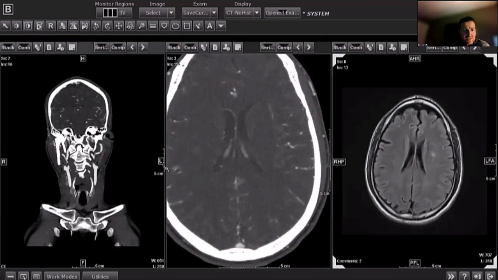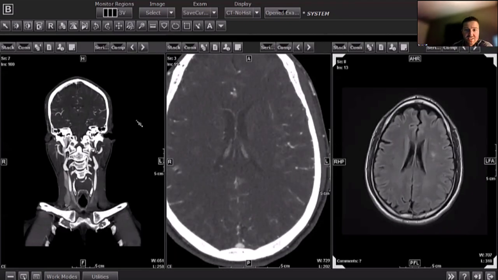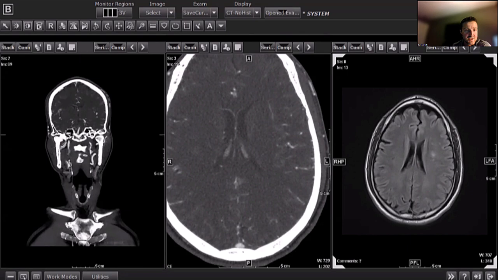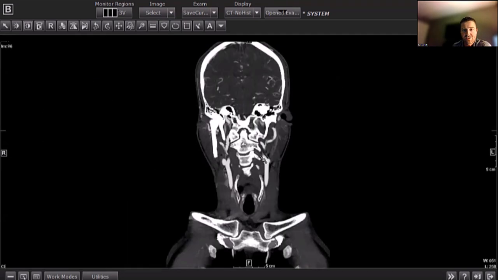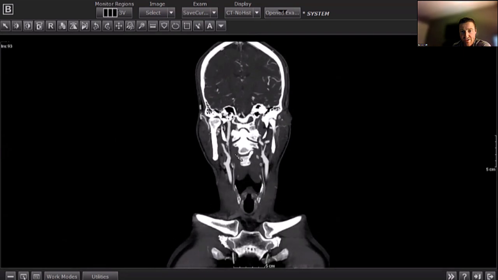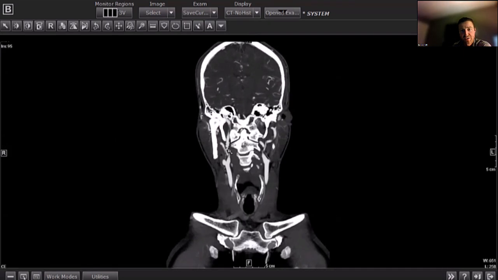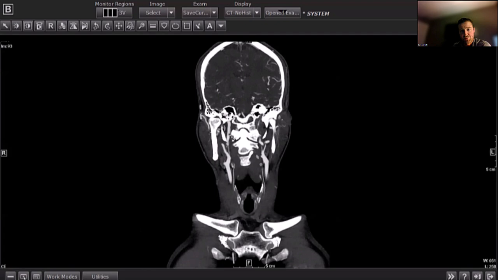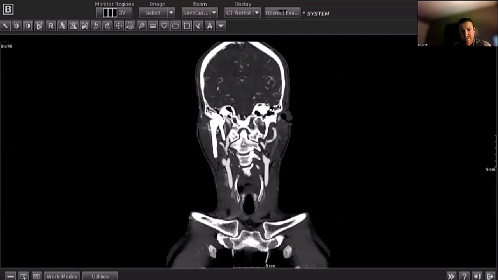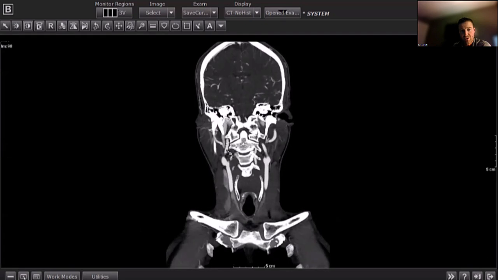So this is another case of a dissection. This patient was not known to have any underlying vascular abnormalities. They do have underlying fibromuscular dysplasia. You can see this irregularity. This is the unaffected side, significant irregularity in beading of the right cervical ICA.